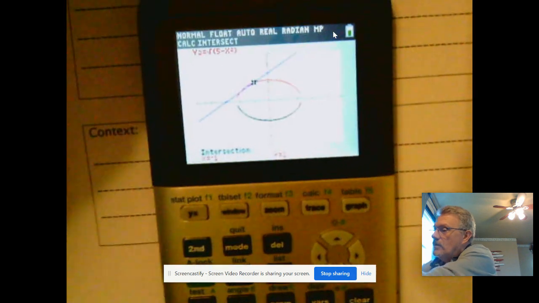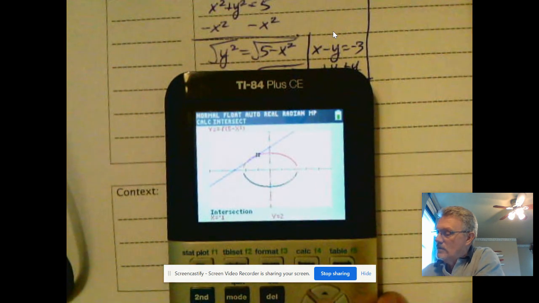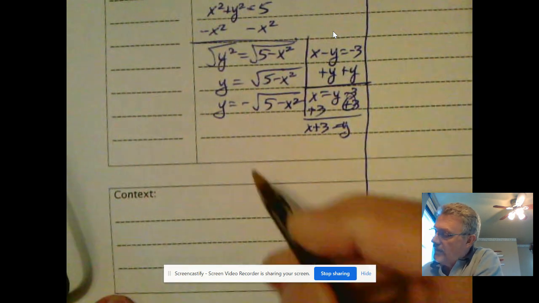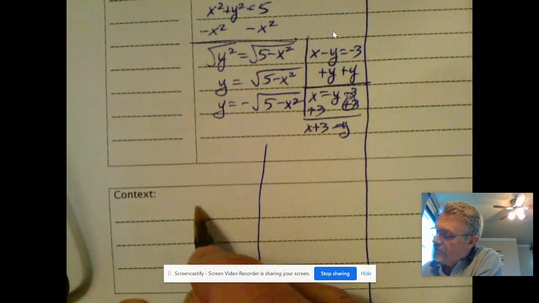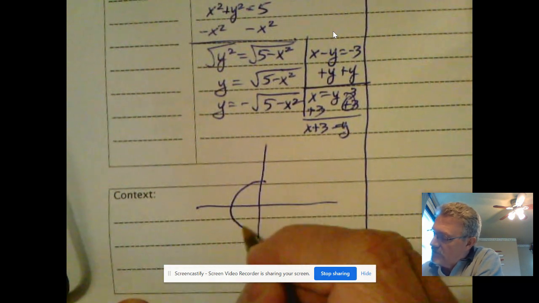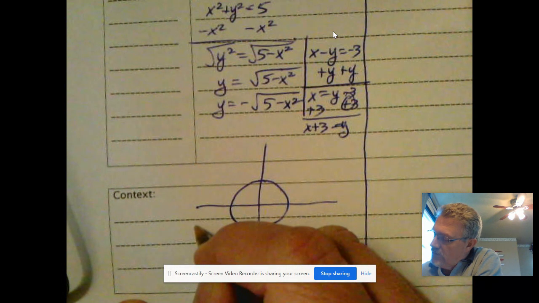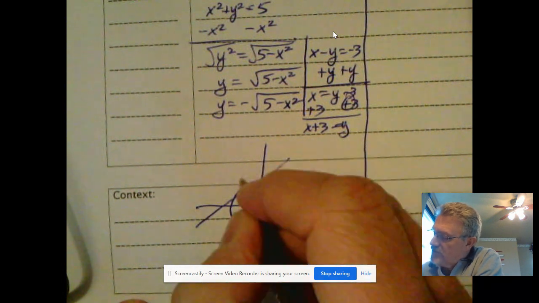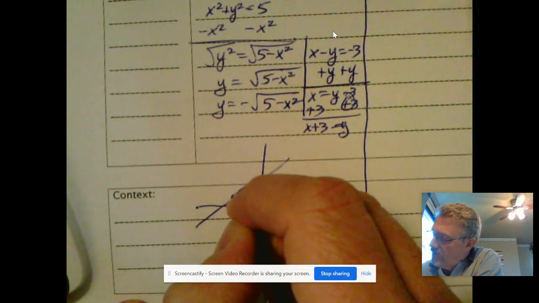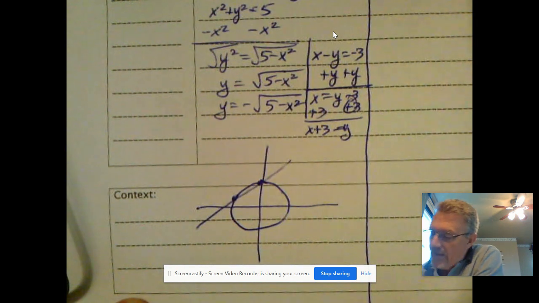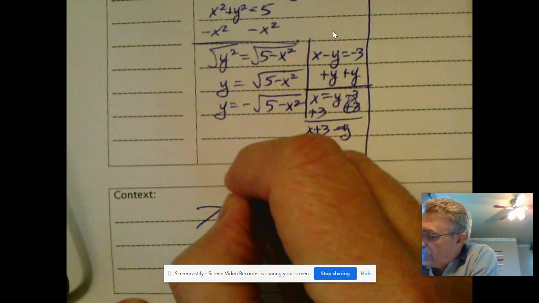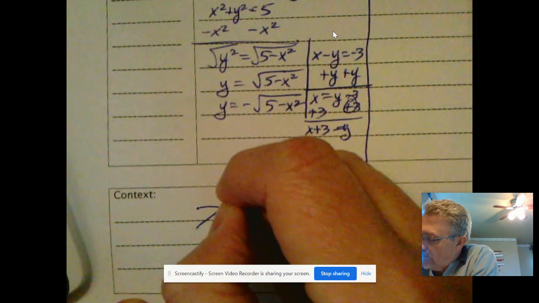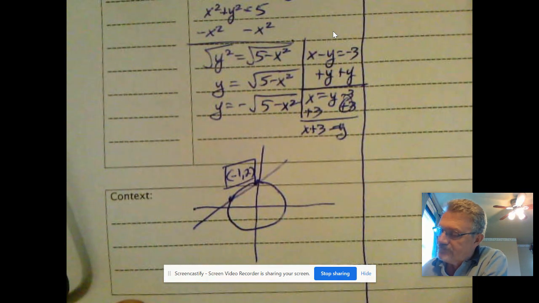All right, so we got our answer from the calculator. So that means we need to sketch the graph. That first point of intersection is negative 1, 2. So that's the first solution.